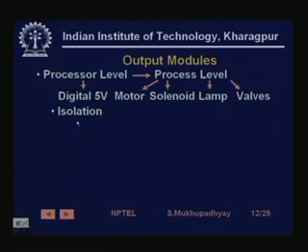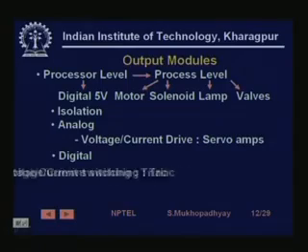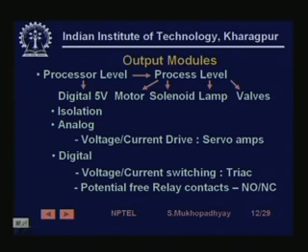So they also provide isolation, and for analogs it has to provide the voltage and current drive. So typically a unit that will provide that will be, let's say, a servo amplifier. So such amplifiers will be put on output modules. For digital output modules, sometimes they will require high power. You will just give a pulse, and you will require that during the duration of the pulse high current will be switched. So such a thing will be done by the output module.